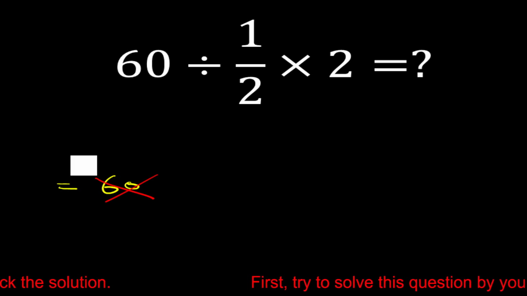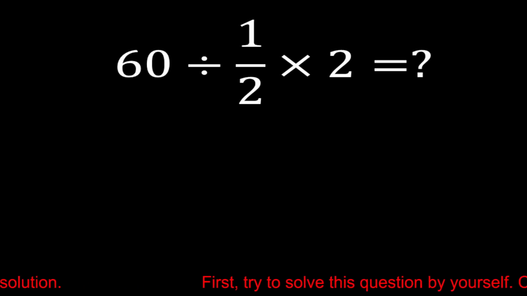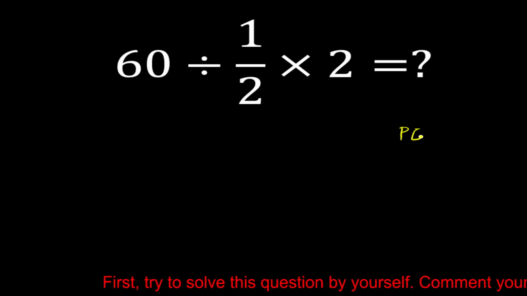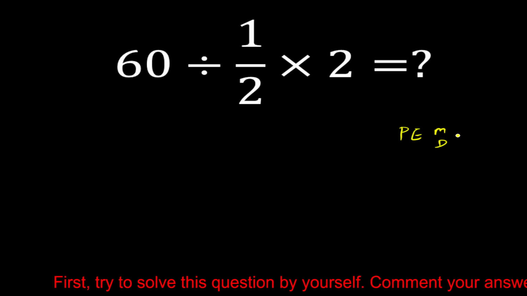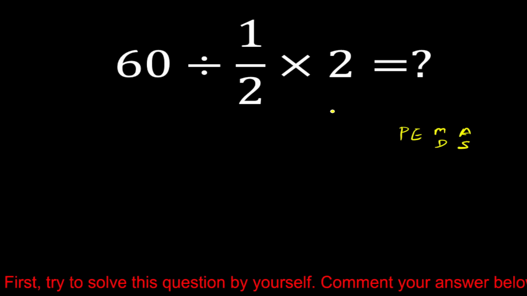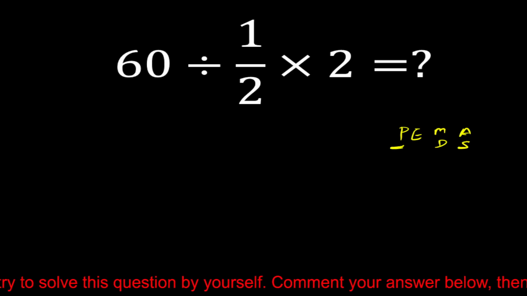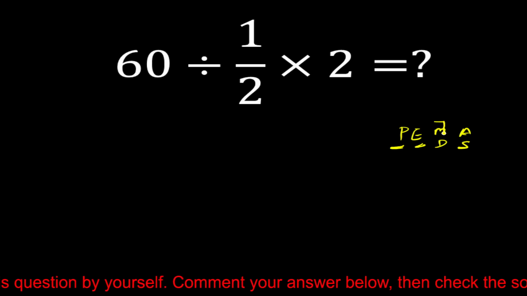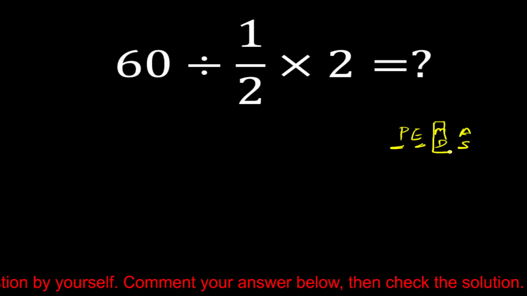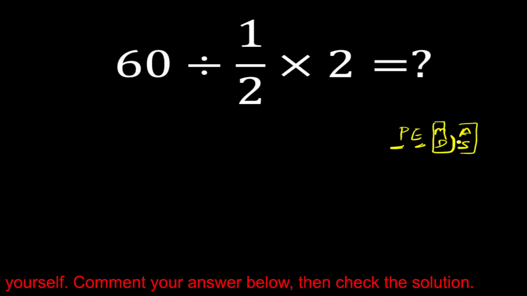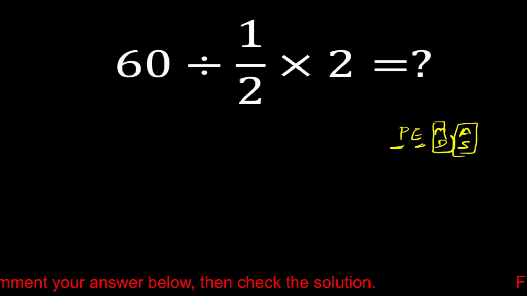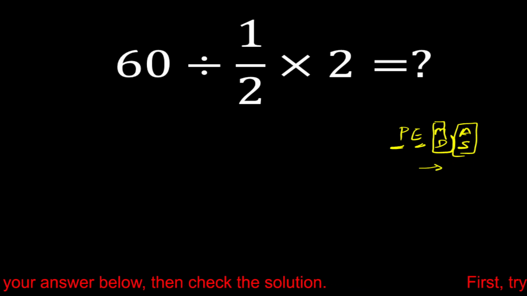So let's solve this problem by using the PEMDAS rule. Okay, PEMDAS. P means the first priority is parenthesis. E means exponent, then multiplication and division both have equal priority, and addition and subtraction both also have equal priority. Therefore, we have to solve it from left to right.